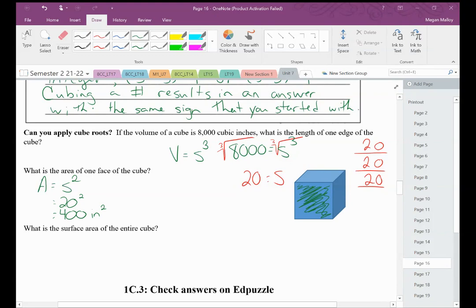Surface area of the entire cube. Well, if one face is 400 and a cube has 6 faces, just like a die or a dice, if that helps, 6 times 400 would be 2,400 inches squared.